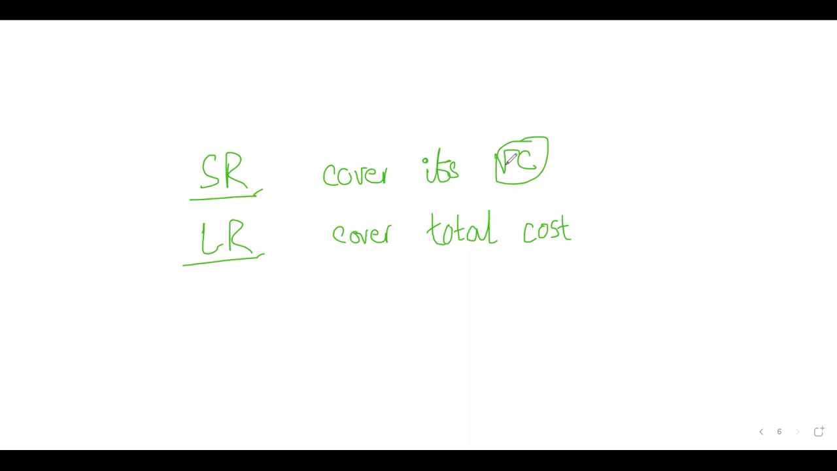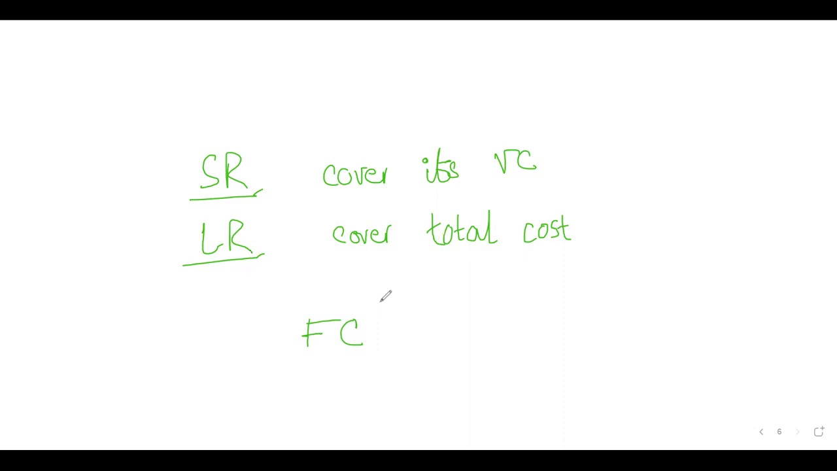Why are you still producing if you're just covering your variable cost? Because when you set up a new business, there is a lot of fixed cost involved, right? That includes rent. You have hired some premises, and things like that. So you cannot expect to cover your fixed cost in the short run. Students, are you following me? So you wait till the long run to cover your total cost.